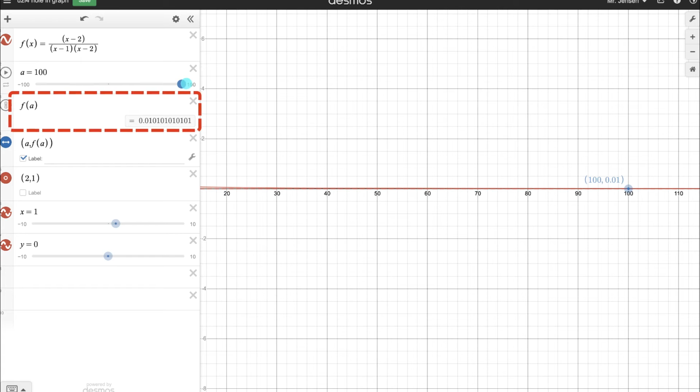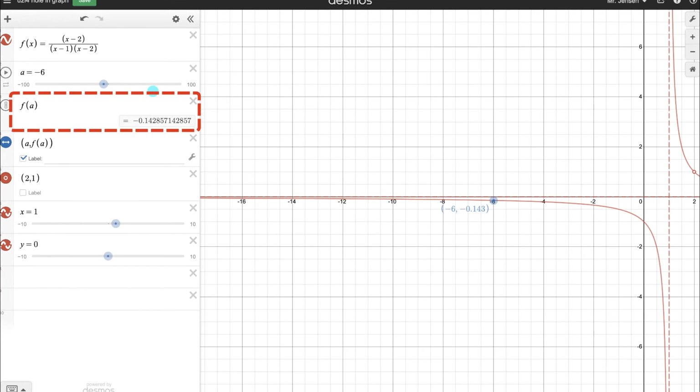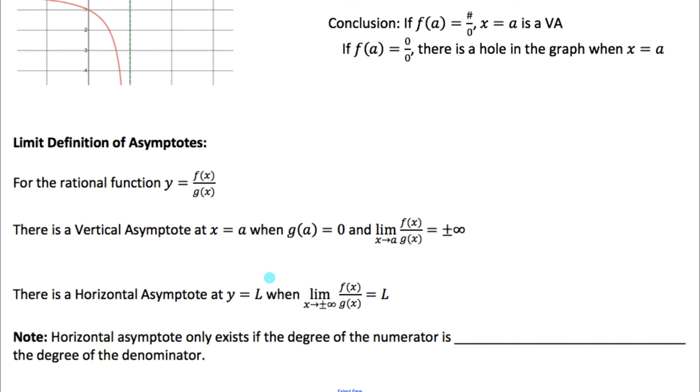But it's approaching 0. And the same thing would be happening if I move to the left. As x goes to negative infinity, the y value is going to 0 in that direction as well. It just keeps getting closer and closer to that horizontal asymptote. But remember, a horizontal asymptote only exists if the degree of the numerator is equal to or less than the degree of the denominator. If the numerator is a higher degree than the denominator, then there's a slant asymptote.